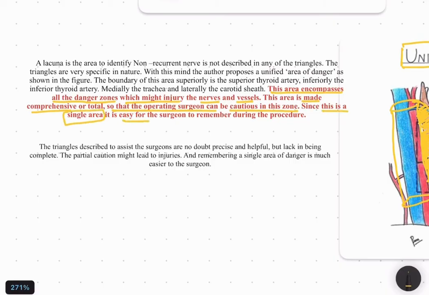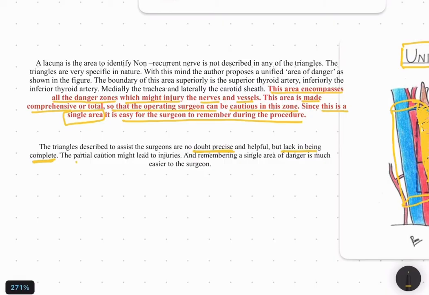Okay, so it is easy for the surgeon to remember during the procedure. Because the triangles are very precise, no doubt, but they are not complete. Means if you just use Beard's triangle, it will just give you the recurrent laryngeal nerve view. It won't tell you which area is avascular, or which area is more prone to bleeding or something else. So these are specific, but they are not complete.